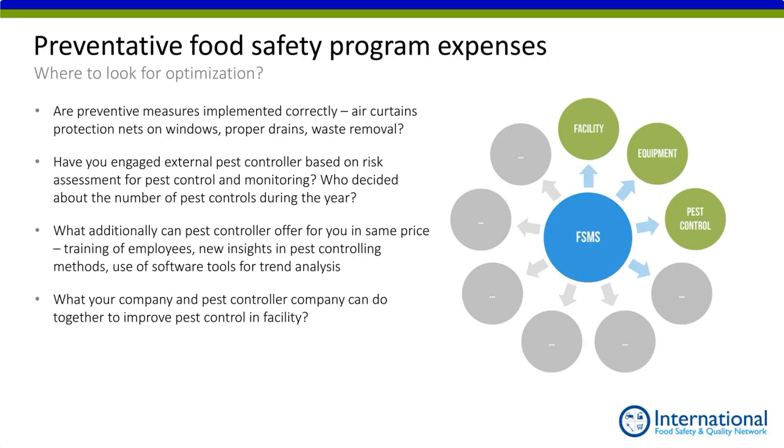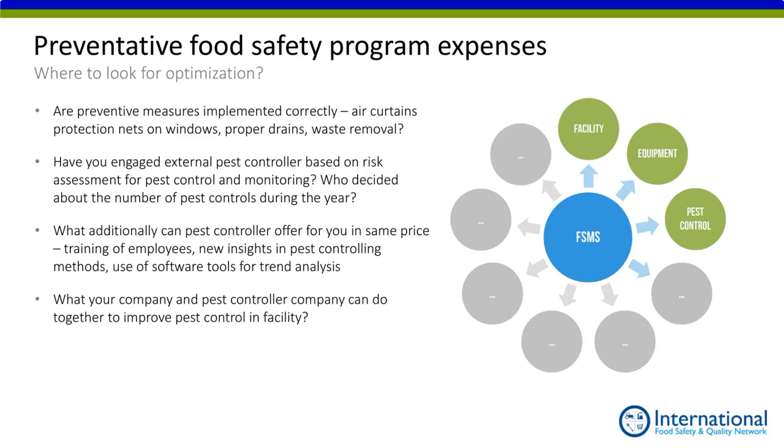And think where you can use it also: pest control. For pest control, very important in the optimization of the expenses is to ask yourself several questions. Are preventive measures implemented correctly? Do you have air curtains, protection nets on windows, proper drains? Do you have adequate waste removal? If you implemented all of these preventive measures correctly, you will not have issues with the infestation of pests in your company. In these cases, you can cut on the expenses of calling your pest controller all the time, checking what is going on or dealing with the infestation.